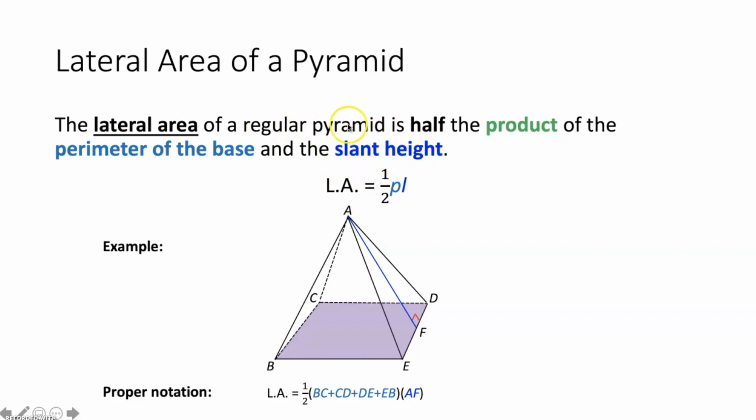So if we're given a regular pyramid, and that's key, that means your base has to be a regular polygon. So here it would be a square. If I want to find the lateral area of a regular pyramid, where I add up the areas of all of the triangular faces, all I have to do is use this formula. I take 1/2 and multiply it by the perimeter of our square here, and then multiply that by the length of our slant height here, the measure of segment AF.